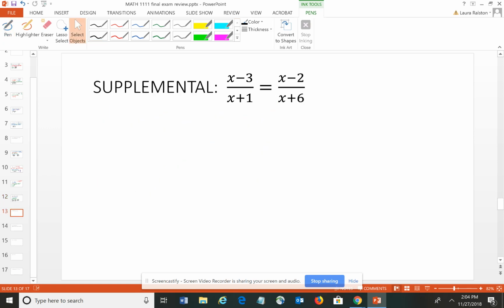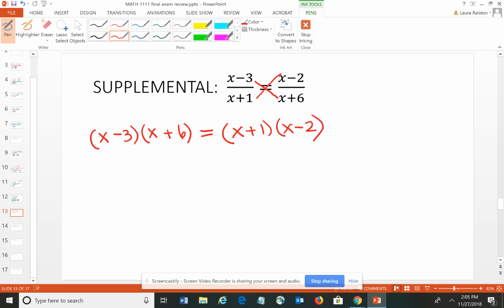All right, then I have one supplemental question related to solving equations. This one has a rational expression equal to a rational expression. Since it's a fraction equal to a fraction, we can use the concept or the idea of cross multiplication. So I'm going to multiply x minus 3 times x plus 6, and that's going to equal, and we cross multiply in the other direction, and we would have x plus 1 times x minus 2.